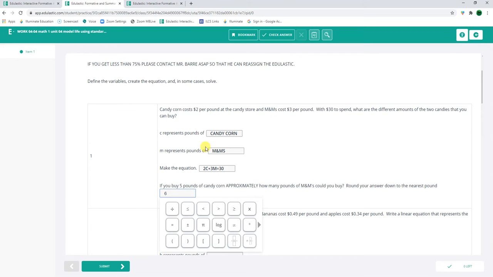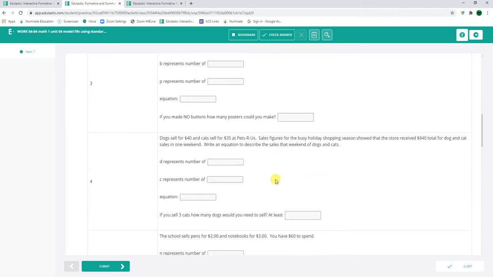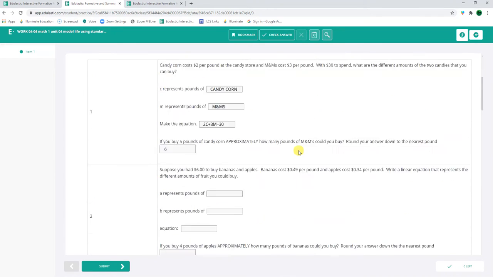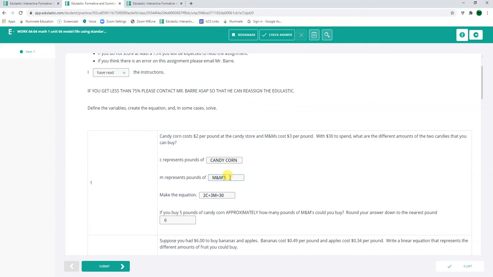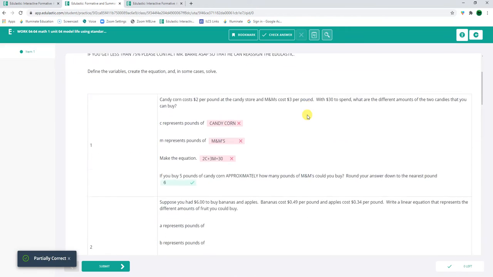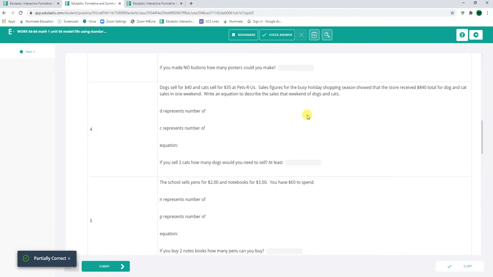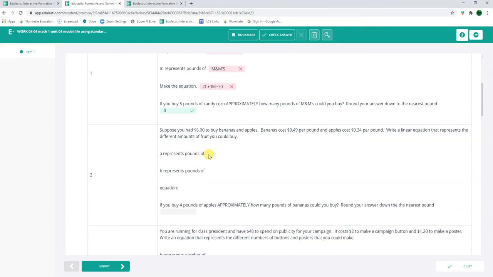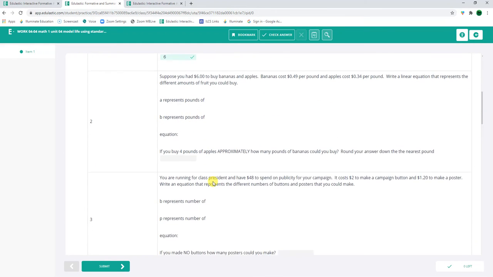Check it with my answer key. I'm going to scroll down because that's number 1. 2C plus 3M equals 30. M&M's with an apostrophe, so I'm going to put an apostrophe on this, otherwise it might not like it. Let's check those answers. See if we get it right. Check answers. It got it right, but it's doing the same thing it did yesterday. As soon as I check the answers, I can't get into it again.